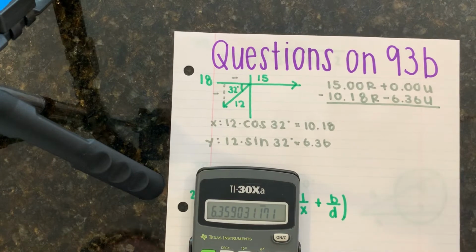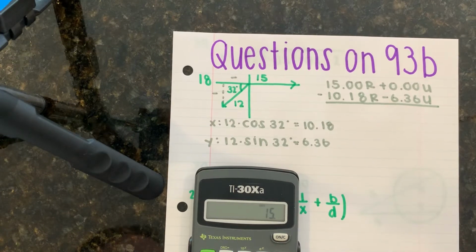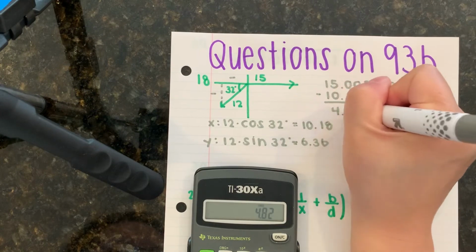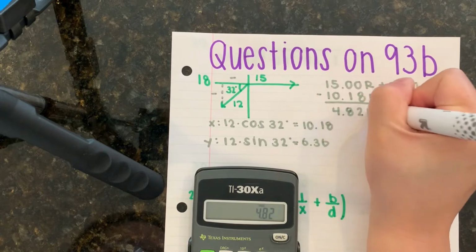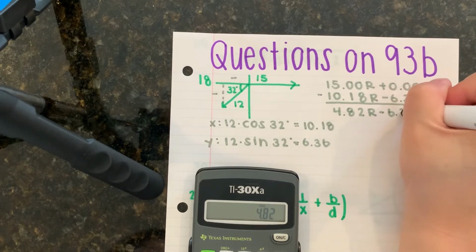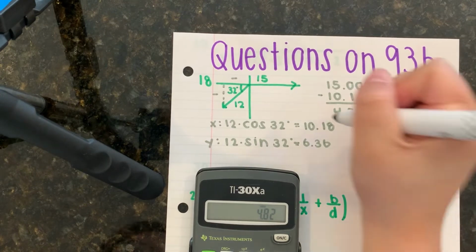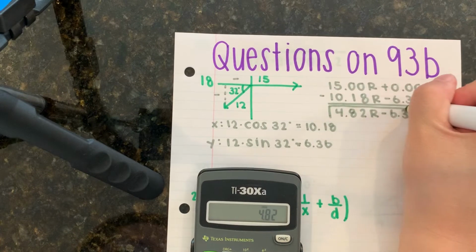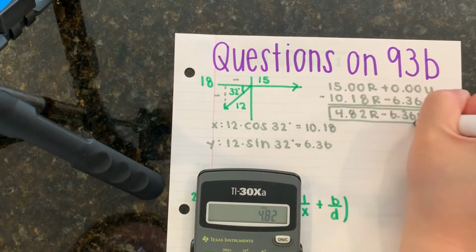So when I add those together, I have 15 minus 10.18 would give me positive 4.82 r. And then 0 minus 6.36 would be just negative 6.36 u. And that would be your answer for number 18.